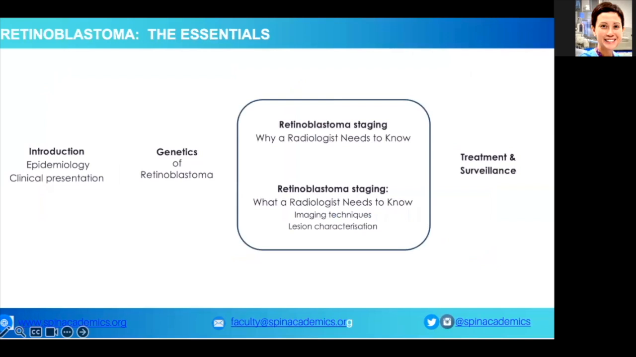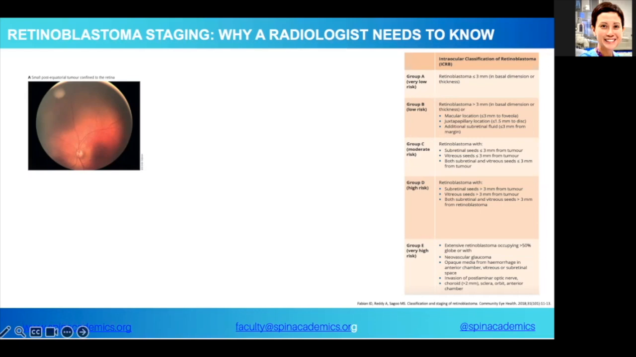Now, what do we need to know about retinoblastoma staging? Retinoblastoma is diagnosed by physical examination and classified by the International Classification of Retinoblastoma, groups A through E, according to increasing severity, and it's listed in the table on your right-hand side.